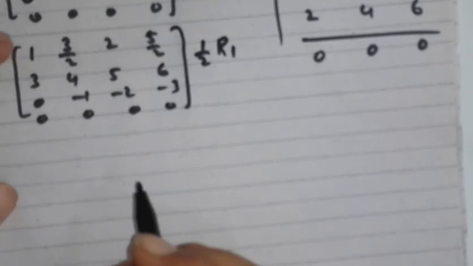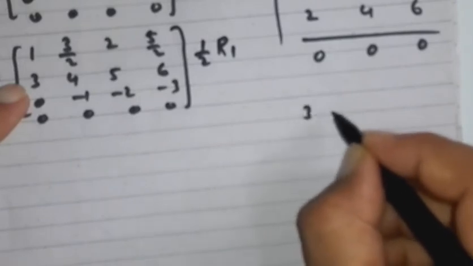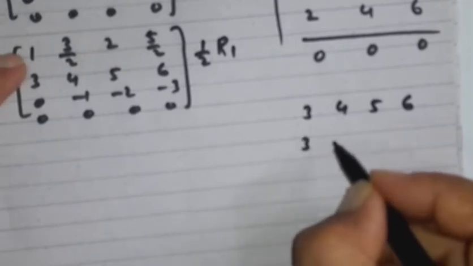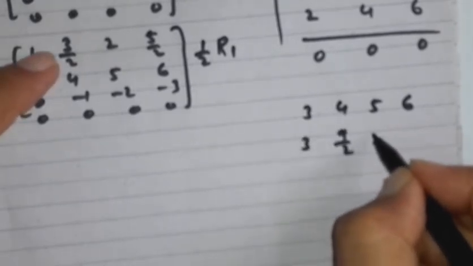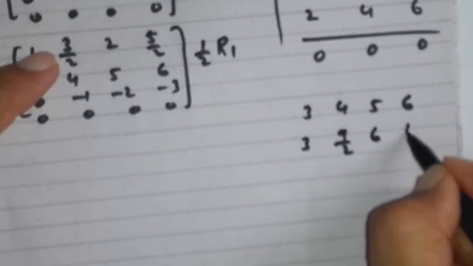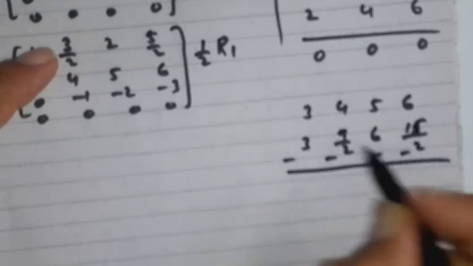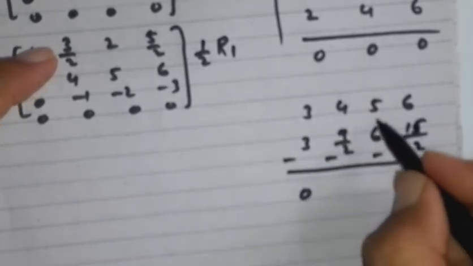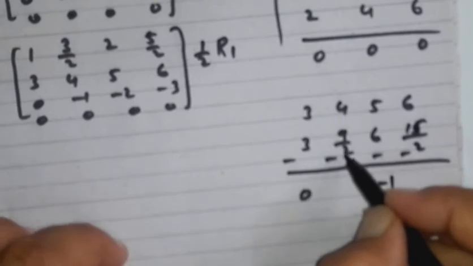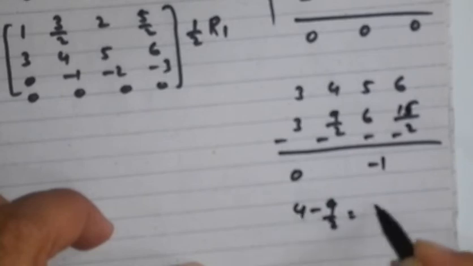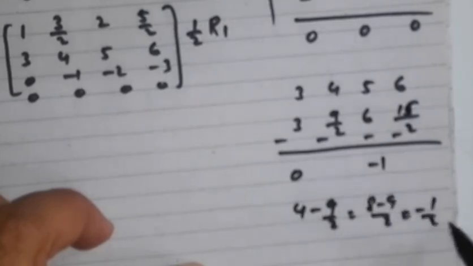Now multiply this row first with 3 and subtract it from this. So row second. So write it first: 3 4 5 6. Now multiply it with 3, we get 3 1s are 3, and here 9 by 2, and here 3 2s are 6, and here 3 5s are 15, 15 over 2. Now subtract. These two cancel, we get 0, and here we get -1. Now 4 minus 9 over 2. 2 4s are 8. 8 minus 9 over 2, we get -1 over 2.